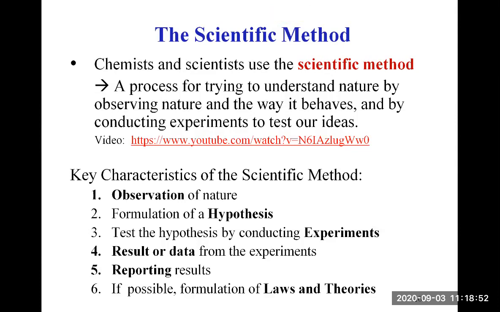That's step 5. And then you can loop again and change or not your hypothesis and do steps 2 to 5 repeatedly. But ultimately, if possible, you want to formulate laws or theories. That's the goal of the scientific method, is to arrive at laws and theories.